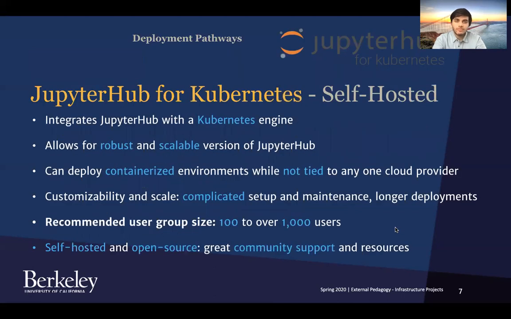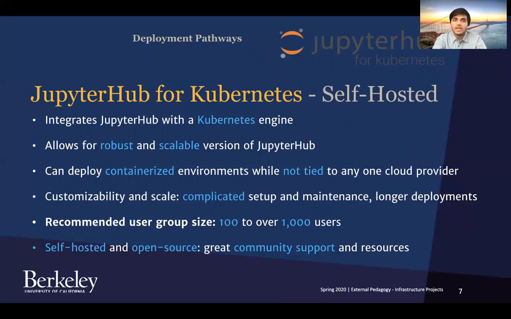Now, Jupyterhub for Kubernetes is a self-hosted solution. So what that means is it integrates Jupyterhub with a Kubernetes engine, and that makes it very robust and scalable. And what that means is it can deploy different containerized environments that don't cause you to be tied to any one cloud provider. It's a little complicated to set up, but you do get a lot of customizability, and it's very good for scaling.